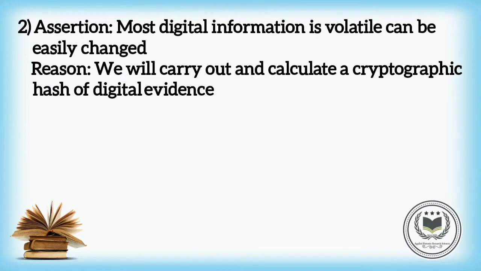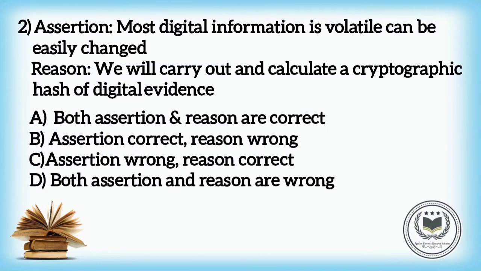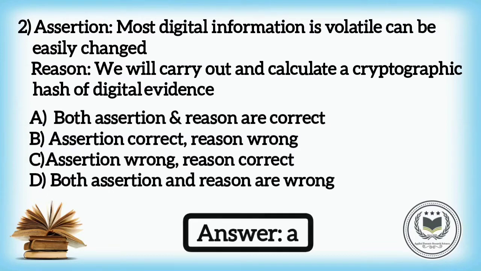Second question is assertion and reason. So the assertion is most digital information is volatile and can be easily changed. Reason, we can carry out and calculate a cryptographic hash of digital evidences. A. Both assertion and reason are correct. B. Assertion is correct, reason is wrong. C. Assertion is wrong, reason is correct. And D. Both assertion and reason are wrong. So the correct answer is both assertion and reason are correct.